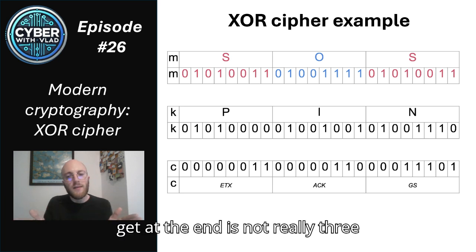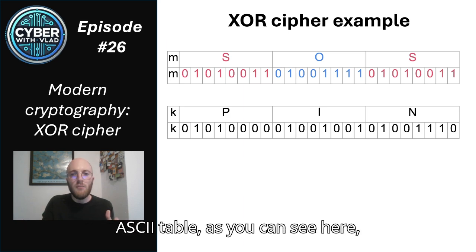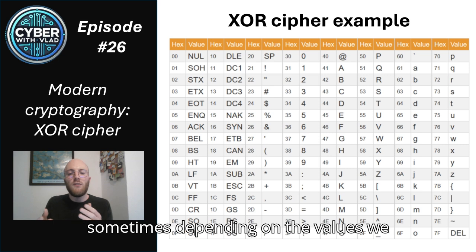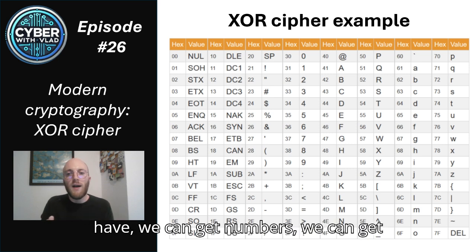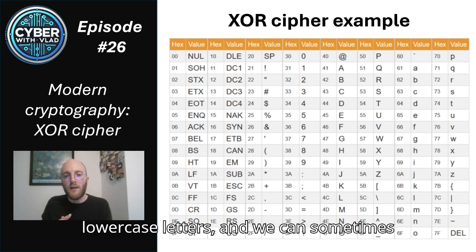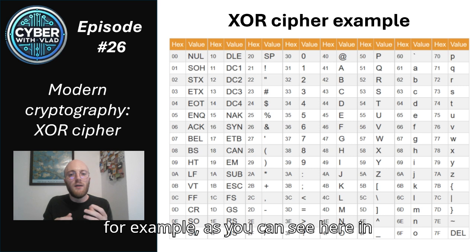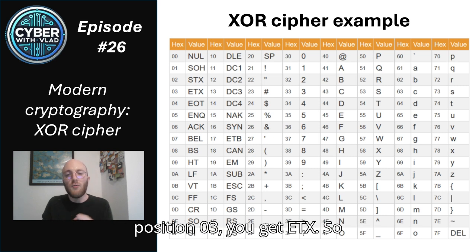So what you get at the end is not really three characters, because if you go back to the ASCII table, as you can see here, depending on the values we can get numbers, we can get capitalized letters, we can get lowercase letters, and we can sometimes also get weird characters. For example, as you can see here in position 03, you get ETX.